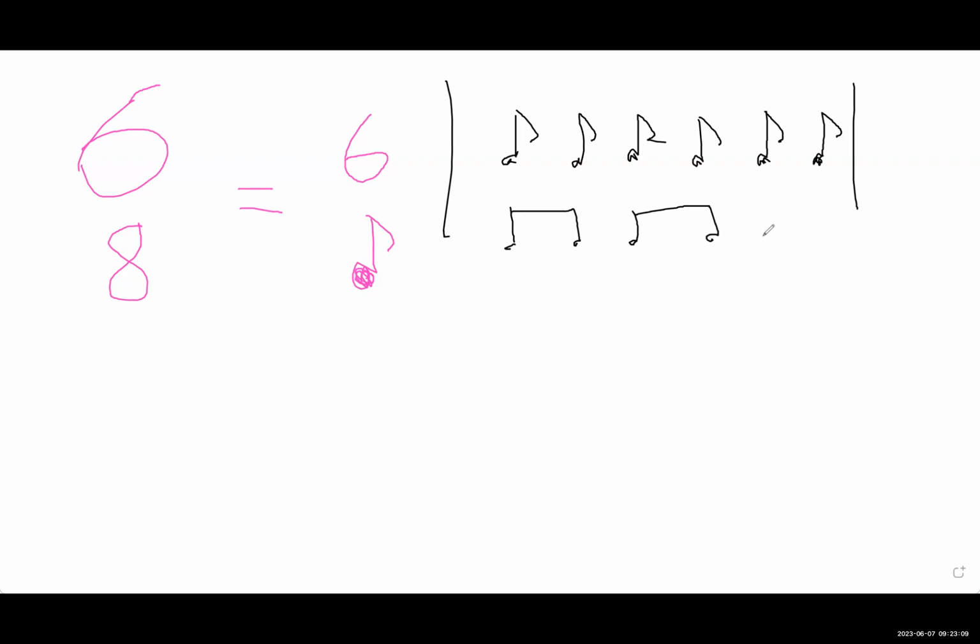Or should I beam them 3 by 3? That's my question. And those of you who are more advanced, you already know the answer, so don't answer. Those of you who don't know, this is the first time you're talking about 6/8.